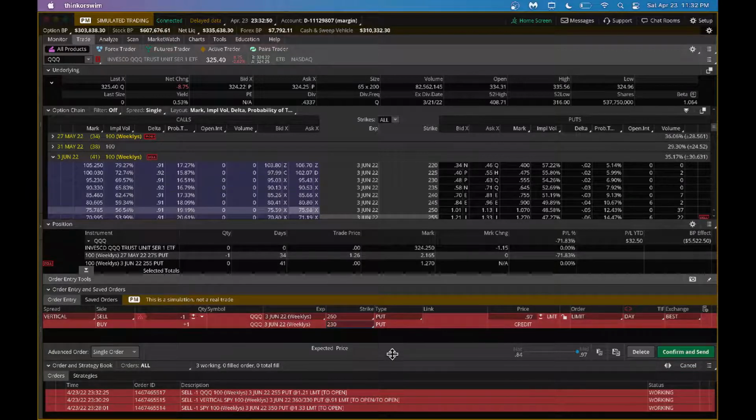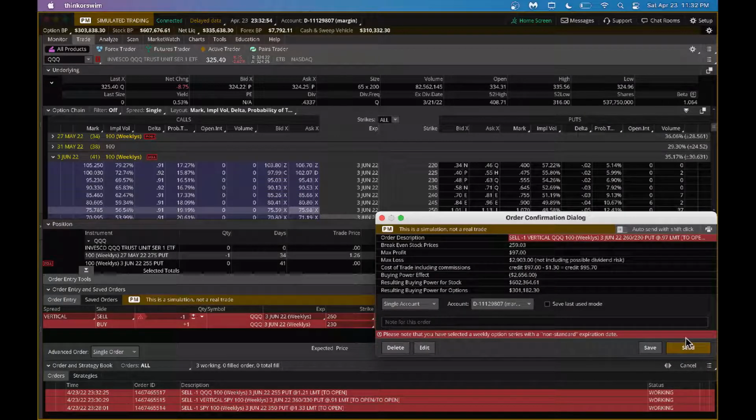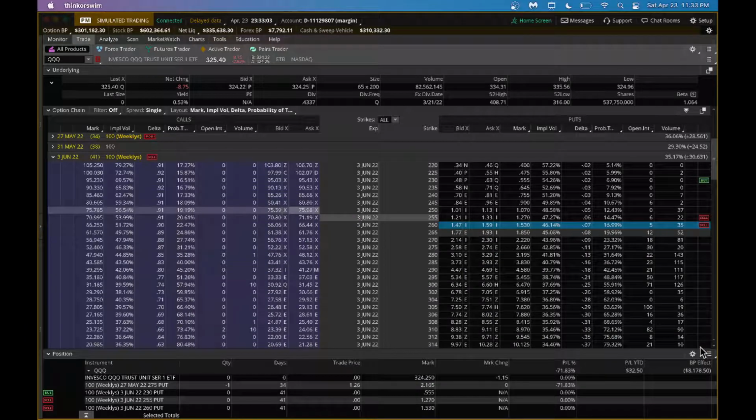For taking that risk here, you're getting 97 cents. That's good enough. Confirm and send. Your break-even price right now is 259, which is way below the current price. And you could confirm and send. There you go. So this is a good way.